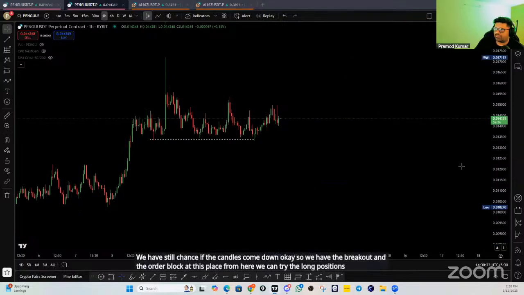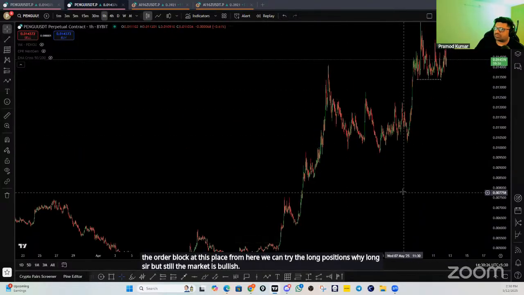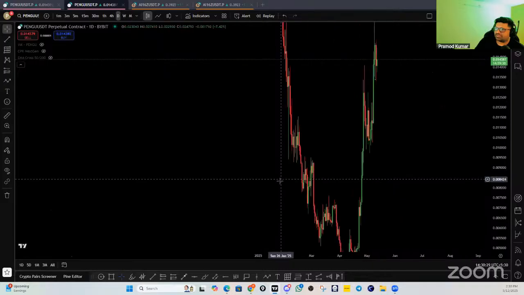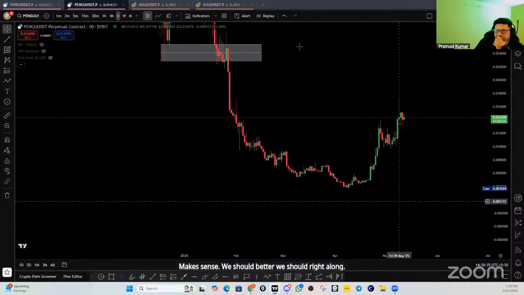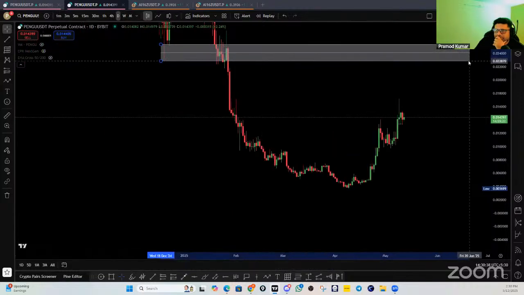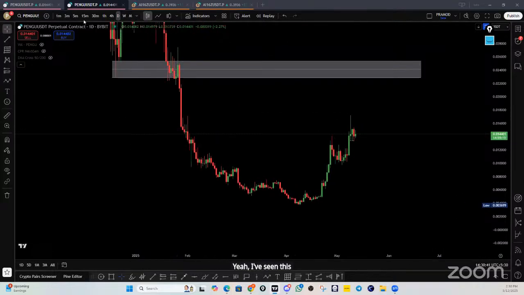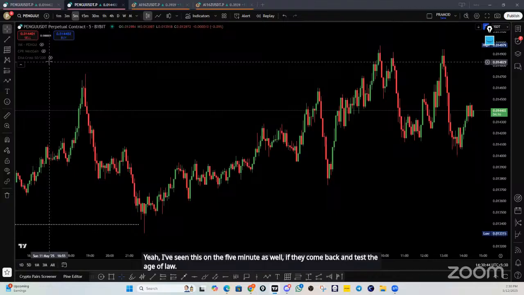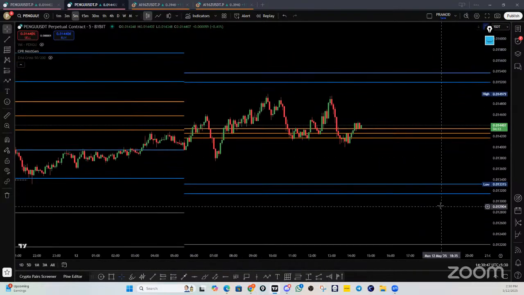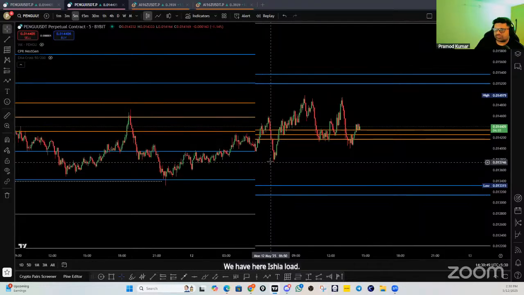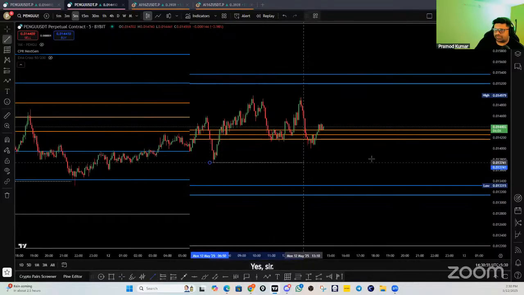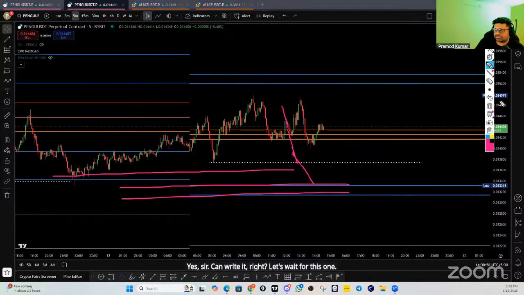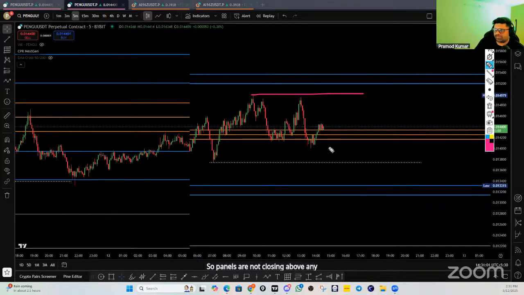Why long, sir? First thing, the market is bullish. So it makes sense. We should try a long. I've seen it on the 5 minute as well, if they come back and test the Asia low. We have the Asia low here. Yes, sir, can try the trade. Let's wait for this one. The candles are not closing above any high, it's not breaking a high. Let's wait on this. We can find the trade here.